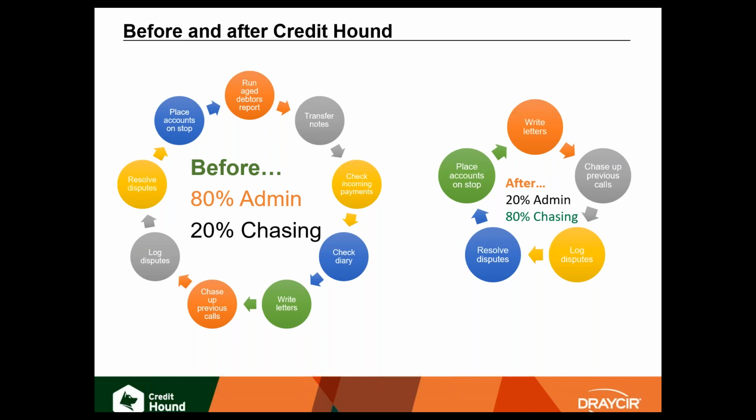I start my chasing by looking at the aged debt report and then determining who it is I need to chase. But of course, I might have already chased someone yesterday, so I need to have a look at the aged debt report that I ran yesterday with my notes that might be on it. I then need to check throughout the day if people have paid, because obviously that aged debt report was only as good as the time I ran it off.